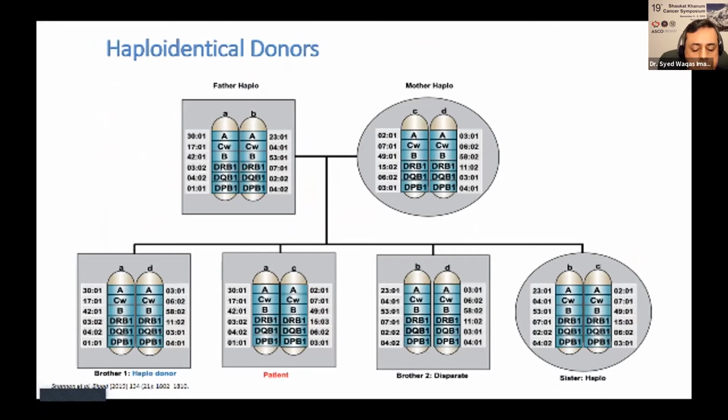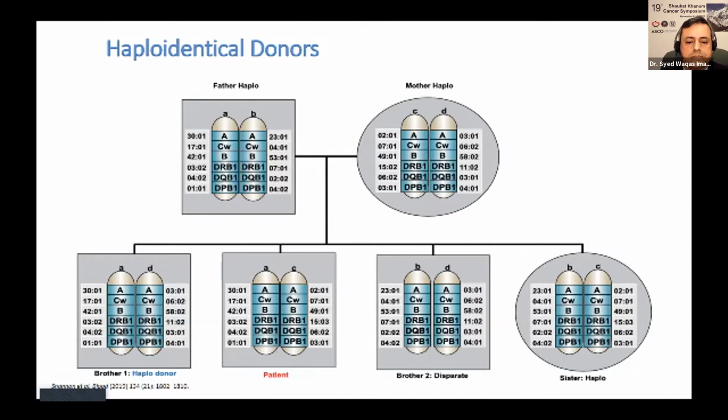Now, the successful utilization of haploidentical transplants has significantly increased the available donor pool. Just to recap, every patient has 2 HLA haplotypes. These are located on chromosome 6. One set is derived from the father and one from the mother. For any given mother and father, there are 4 equally possible sets of HLA antigens in their children.